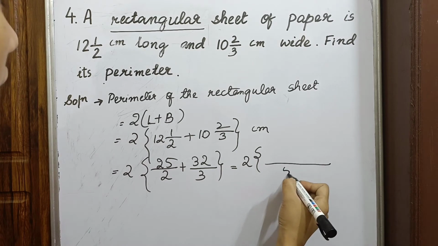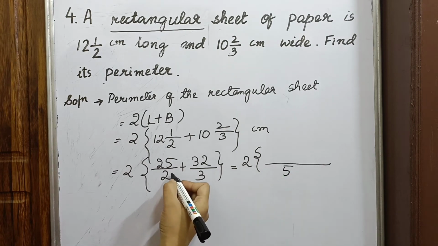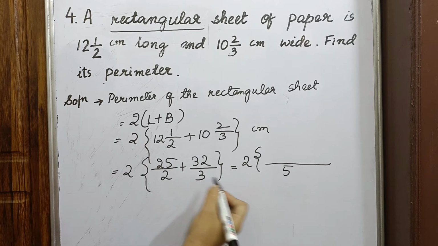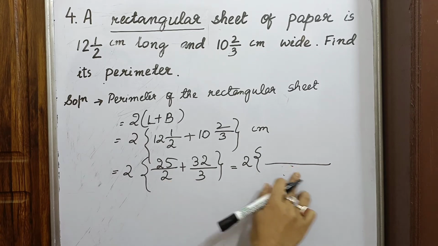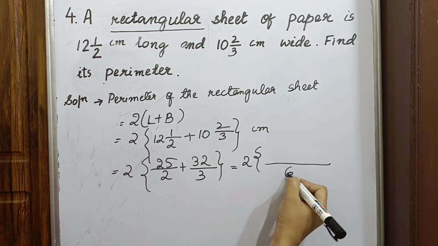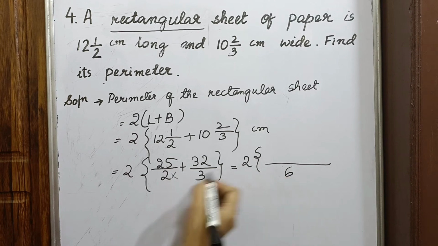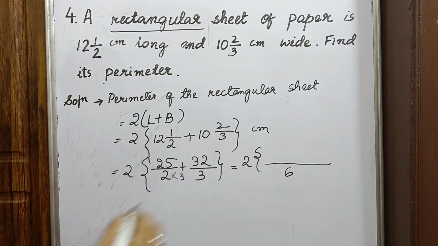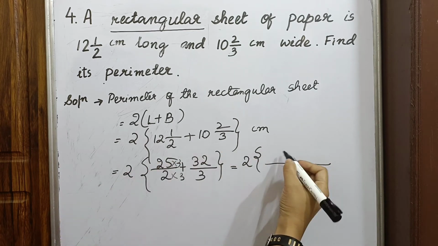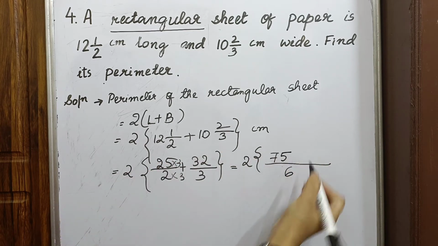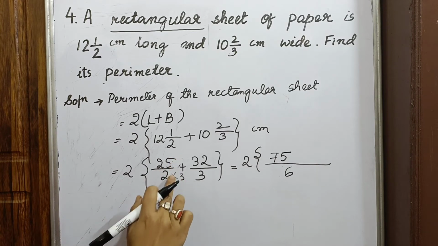LCM is 6. So how much do you multiply 2 by to get 6? 2 3s are 6. 2 into how much is 6? 3. So in the numerator it will also be 25 into 3. 25 into 3 is 75. And here I have done the shortcut method.